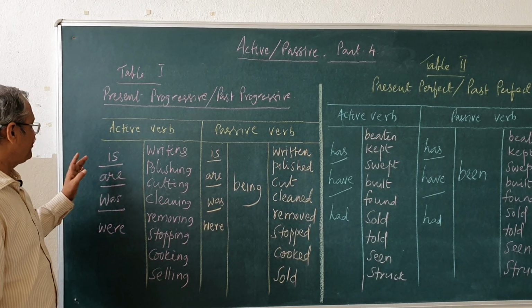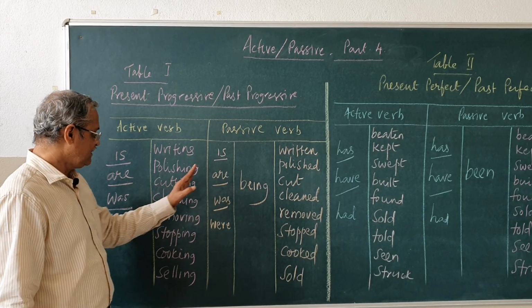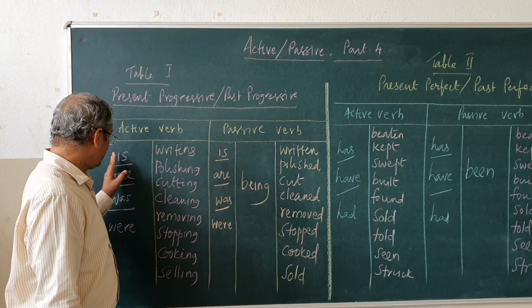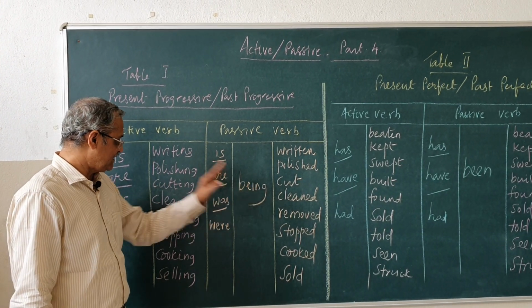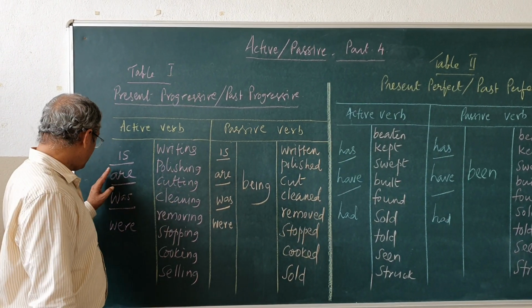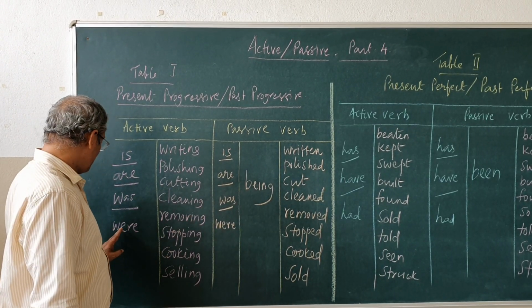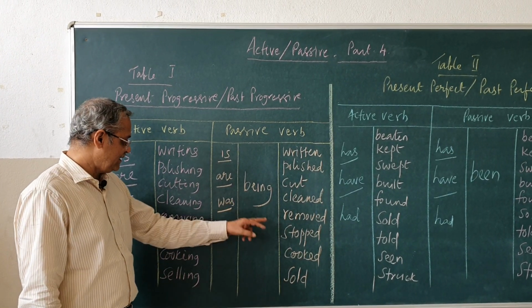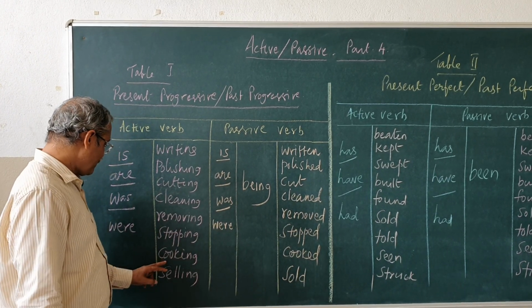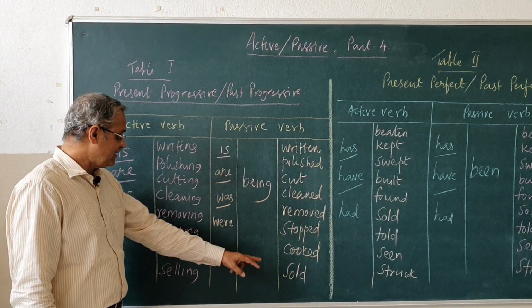So, like this we have to practice. He is writing, it is being written; he is polishing, it is being polished; he is cutting, it is being cut; he is cleaning, it is being cleaned; was removing, was being removed; were stopping, were being stopped; were cooking, were being cooked; were selling, were being sold.